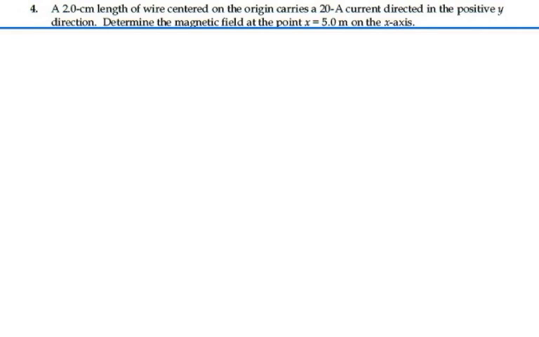Here's problem 34. A 2 centimeter length of wire centered on the origin carries a 20 amp current directed in the positive y direction. Determine the magnetic field at a point x equal 5 meters on the x-axis. Alright, let's imagine what's going on here.